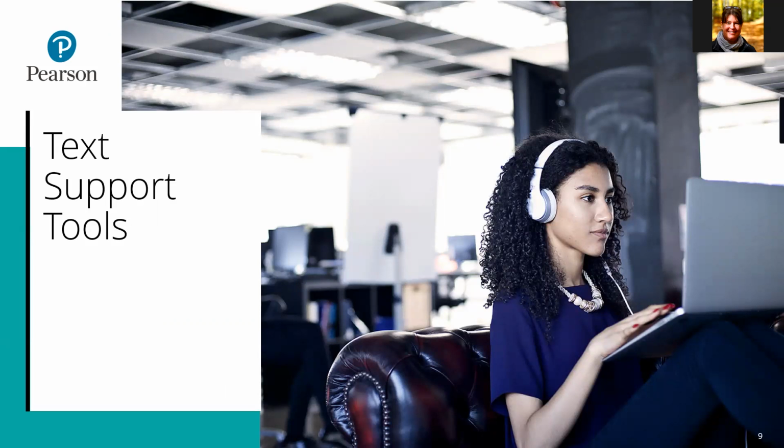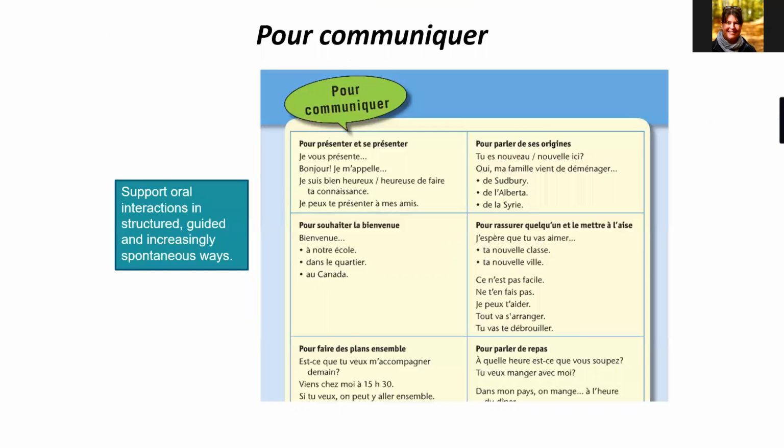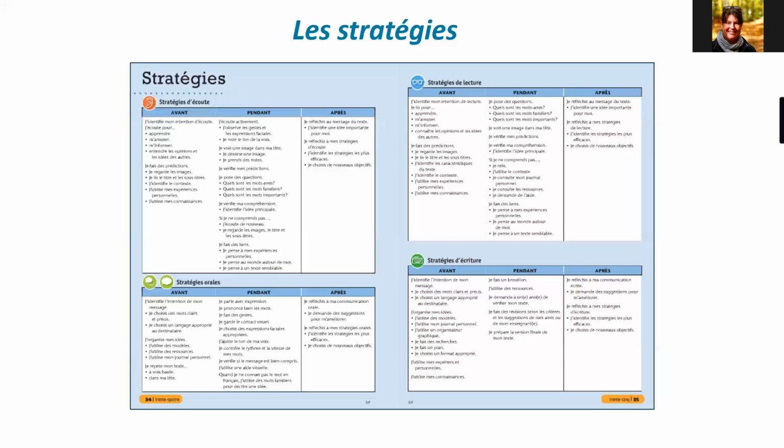So the next few slides are going to show you some of the support structure that is built into the student texts. So first of all, we have this page called Pour communiquer. So to support interactions that are structured and guided and increasingly spontaneous, Mon Réseau Ma Vie provides students with a Pour communiquer section on each task of the performance task pages within the context. So students can find a variety of sentence starters and expressions and terms that they can use to communicate in daily real life situations.